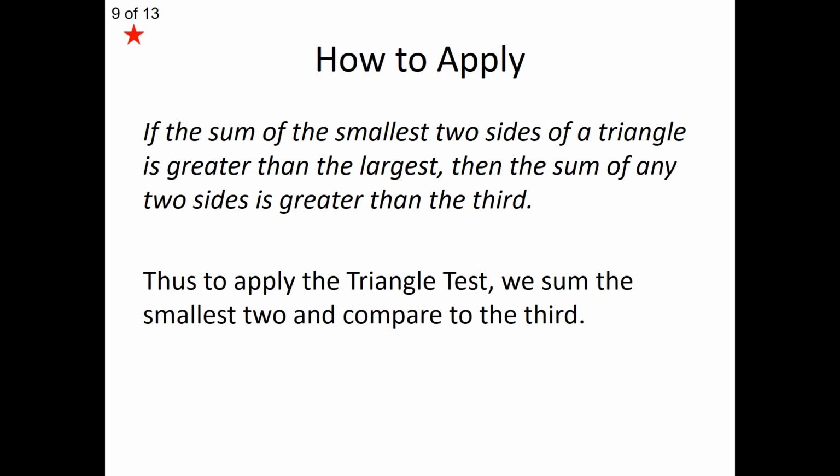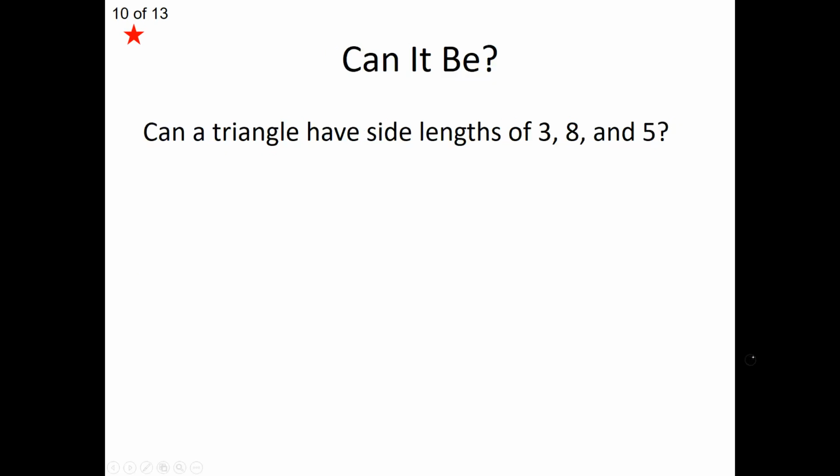Add the two smallest sides together that are given, and if it is greater than the third length that's given, then you can make a triangle, which means it passes the triangle test. Okay, so you add the two. If it is greater, then yes, you got yourself a triangle. If you add the two and it's not, then you don't have yourself a triangle. Let's take a look at an example.